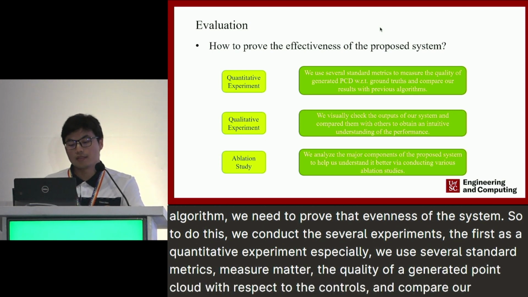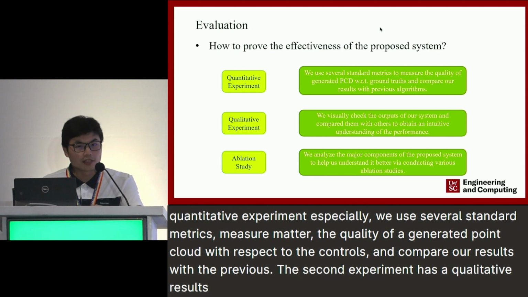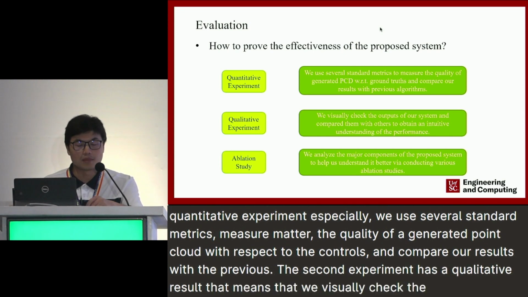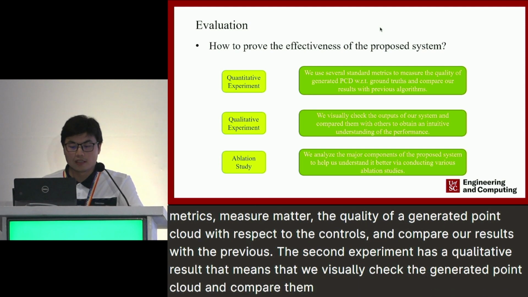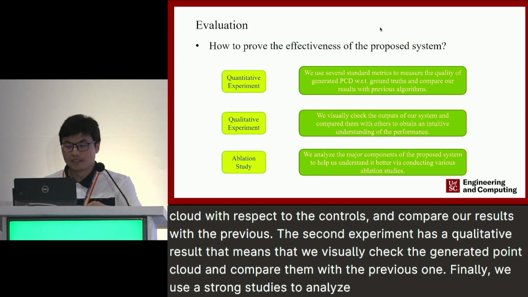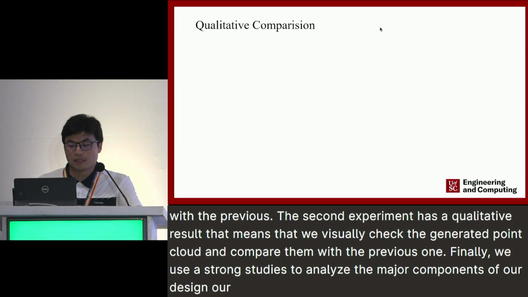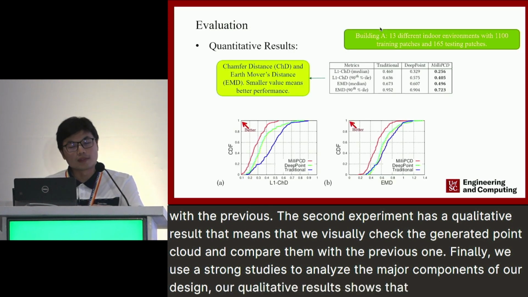The second experiment is a qualitative result. That means that we visually check the generated point cloud and compare them with the previous one. Finally, we use ablation studies to analyze the major components of our design. Our quantitative results show that we can achieve better results compared to the baselines.